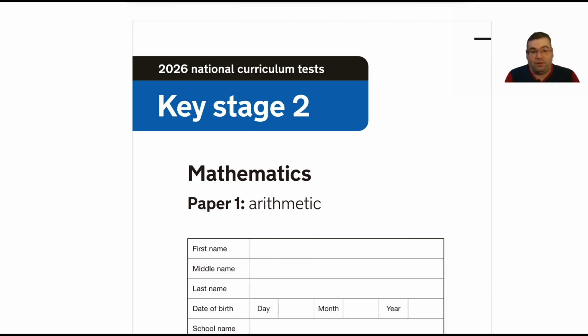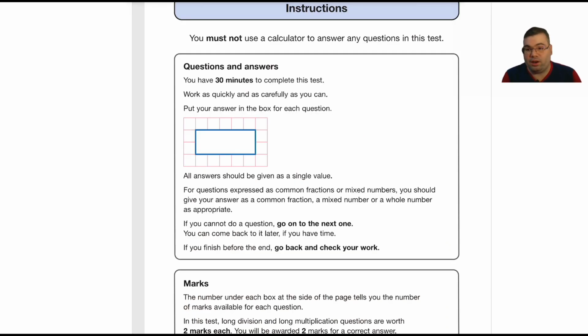Hi friends, so today we will discuss the 2026 Key Stage 2 SAT Mathematics Paper 1, that is Arithmetic. So let's start. This test consists of 36 questions that you need to complete in 30 minutes.